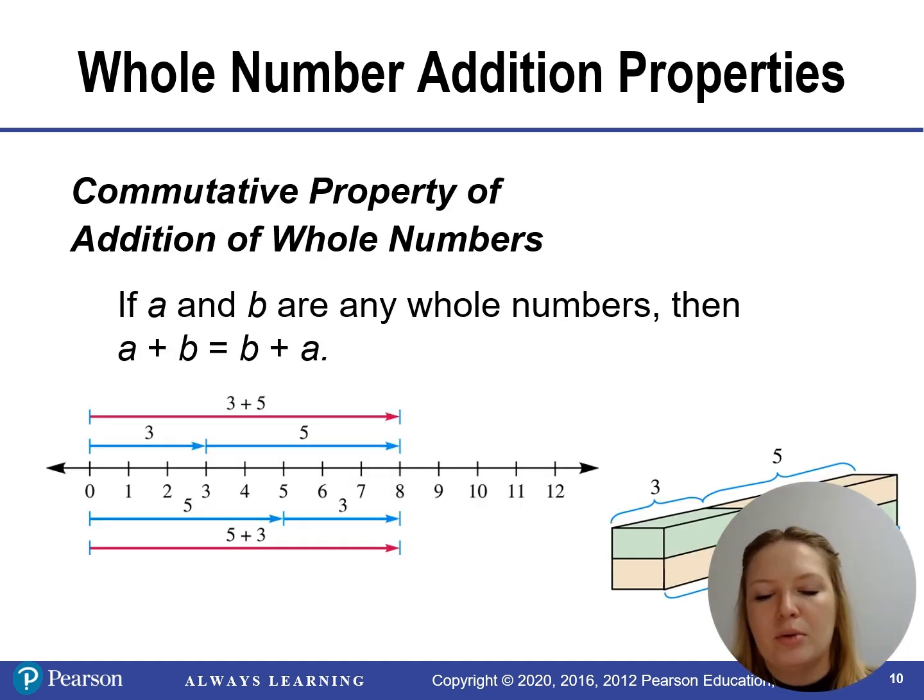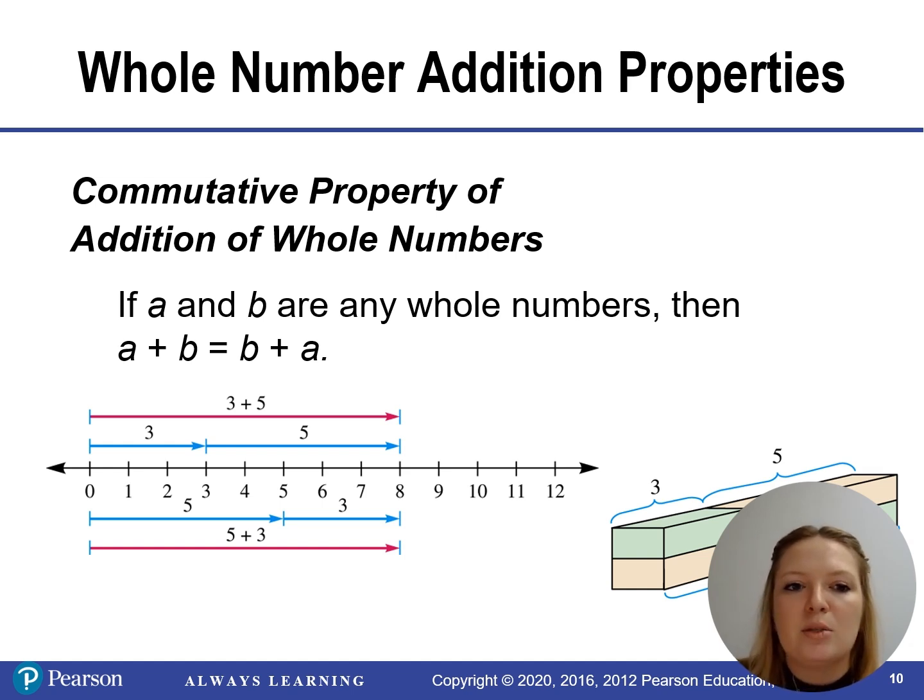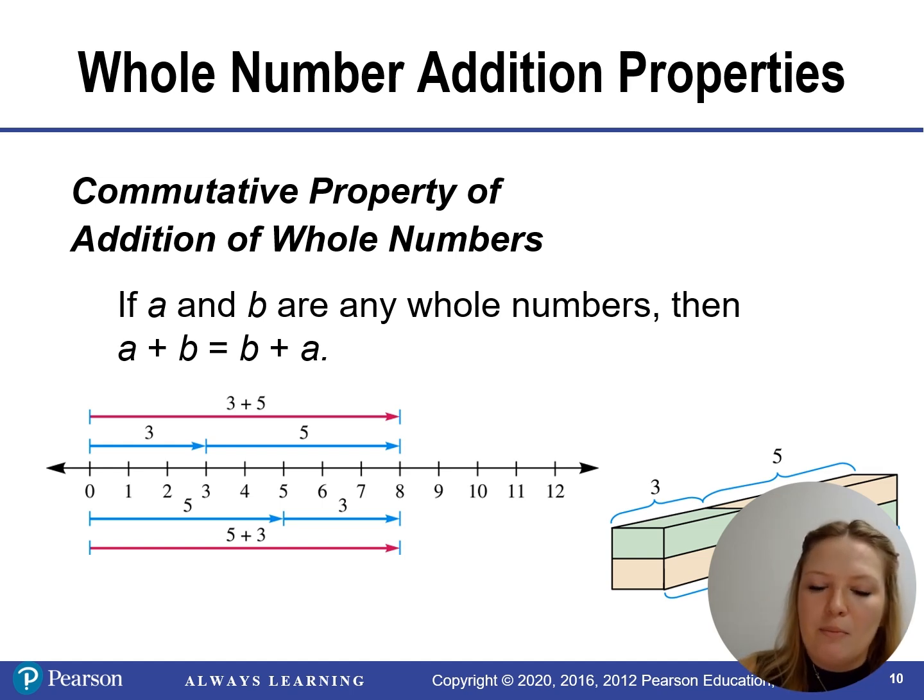Another property of whole numbers we need to talk about is the commutative property. Commutative property is where the order in which we add A and B together doesn't matter. I can add A plus B, or I can add B plus A, and it gives me the same thing. So we can illustrate this with a number line. If I start with the length 3 and then I add 5, that's 3 plus 5. Or if I add 5 and then 3, that gives me 5 plus 3, but these are the same two lengths.